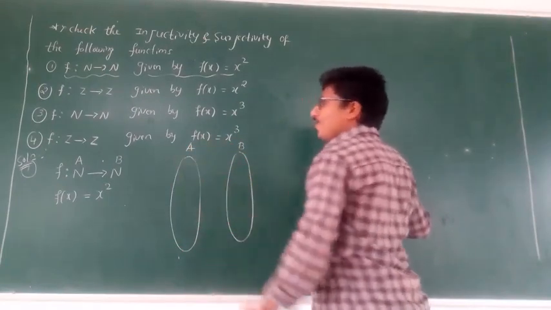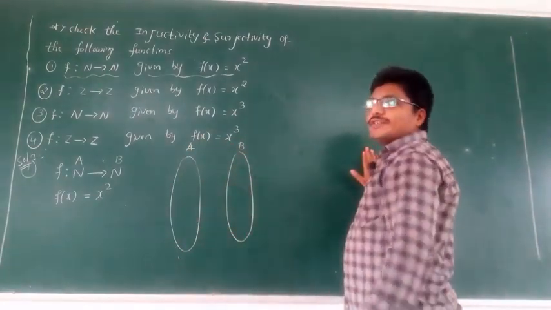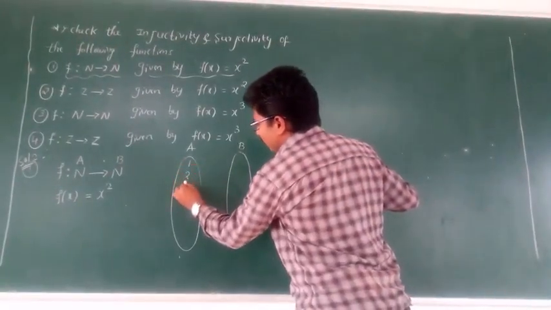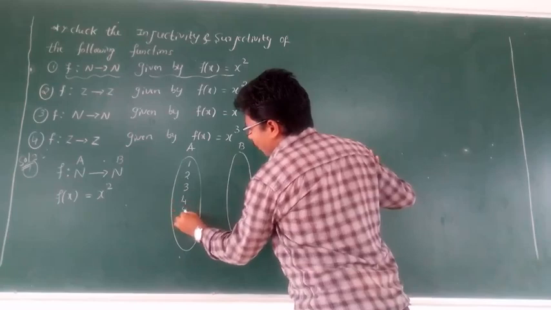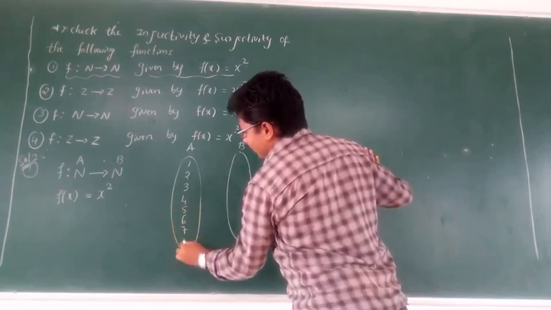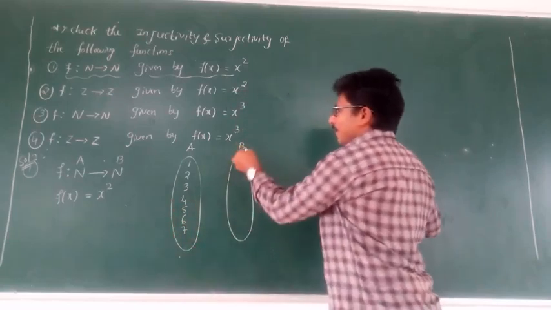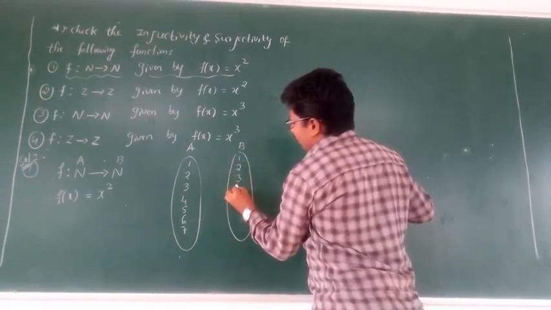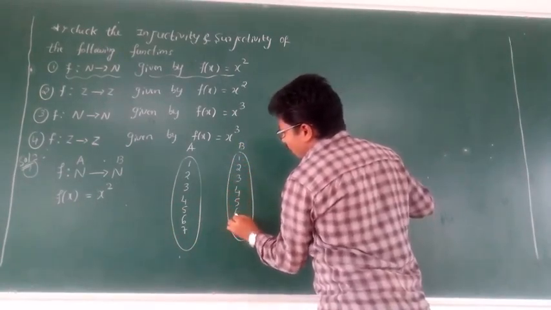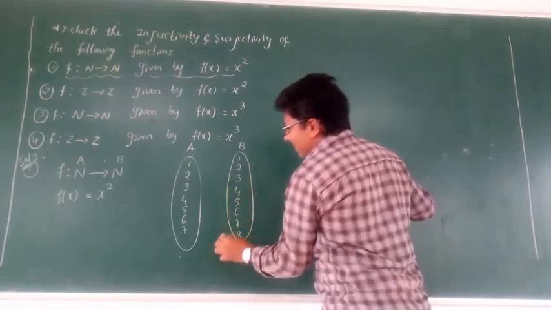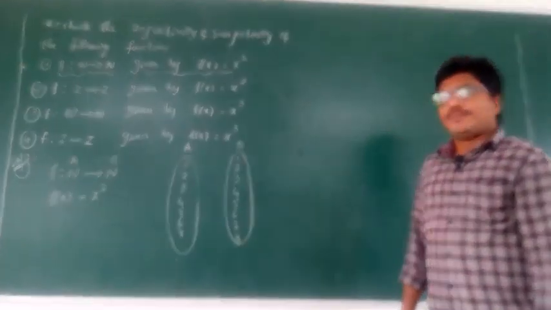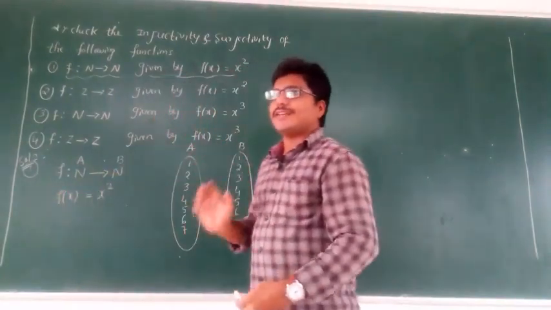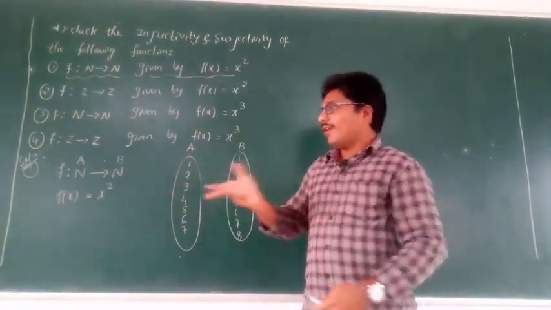In the place of A, which set do you have to take? Natural numbers: 1, 2, 3, 4, 5, 6. And in the place of B also we take natural numbers only: 1, 2, 3, 4, 5, 6, 7, 8. Now you have to check whether it is possible to say it is injective or not.